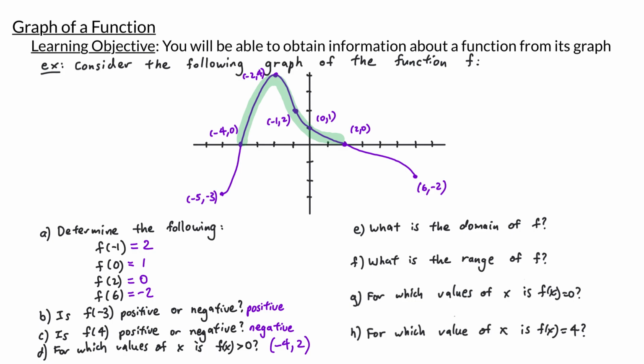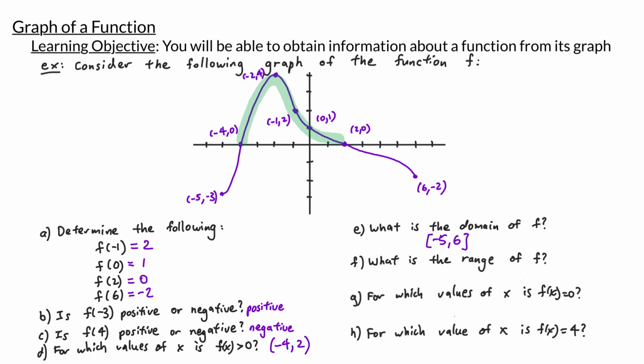Since we have a point on our graph for each x value between -5 and 6, the domain of our function is the interval -5 to 6, including those endpoints. In part F, if we want to find the range of our function, we want to look at the outputs of the function, and the outputs correspond with the y-coordinates of the points that are on the graph.